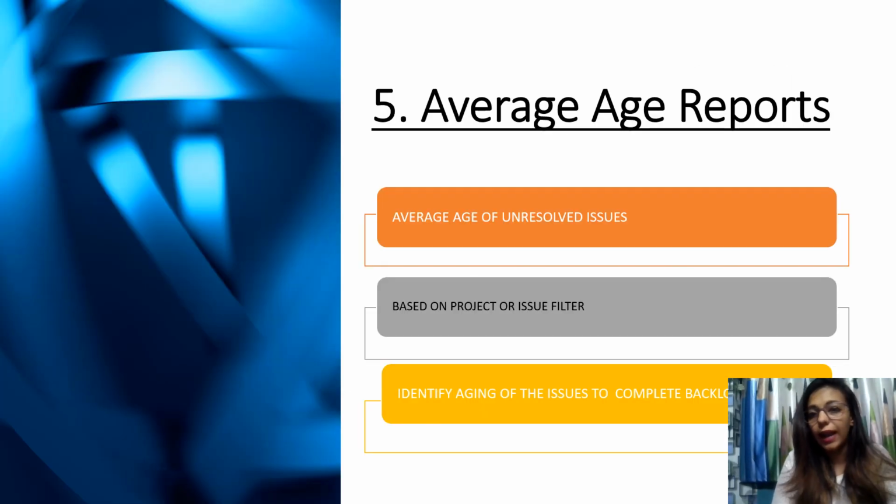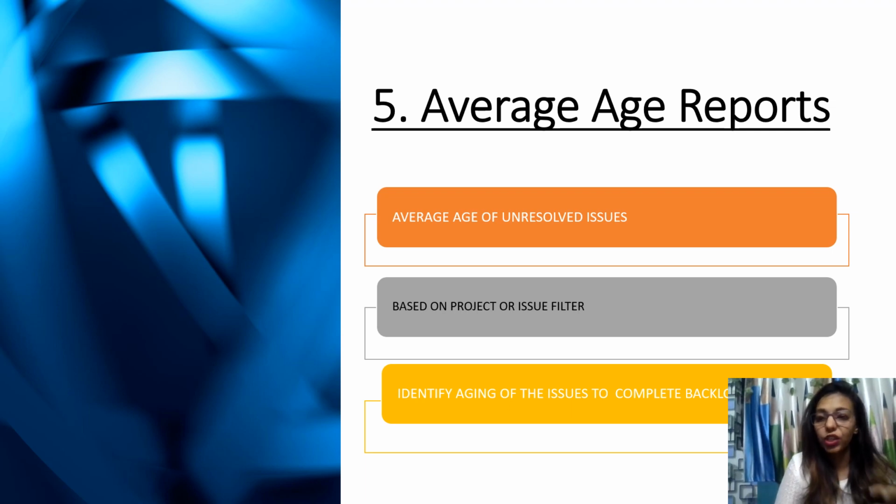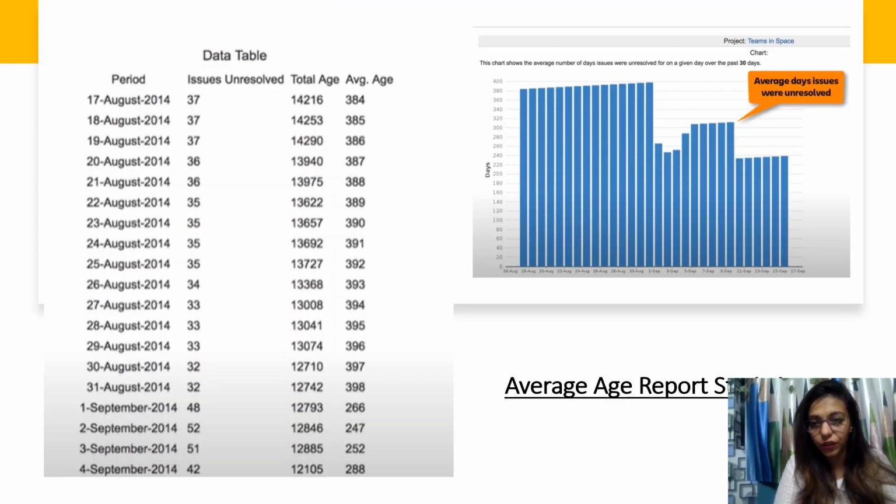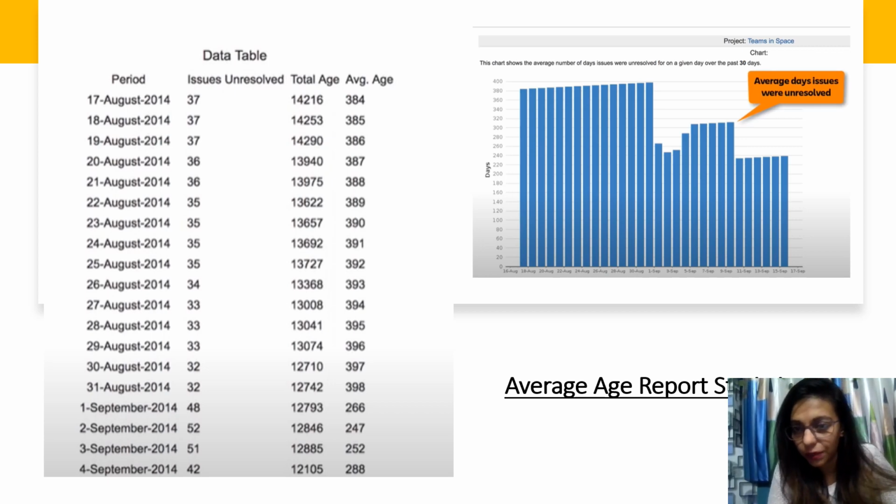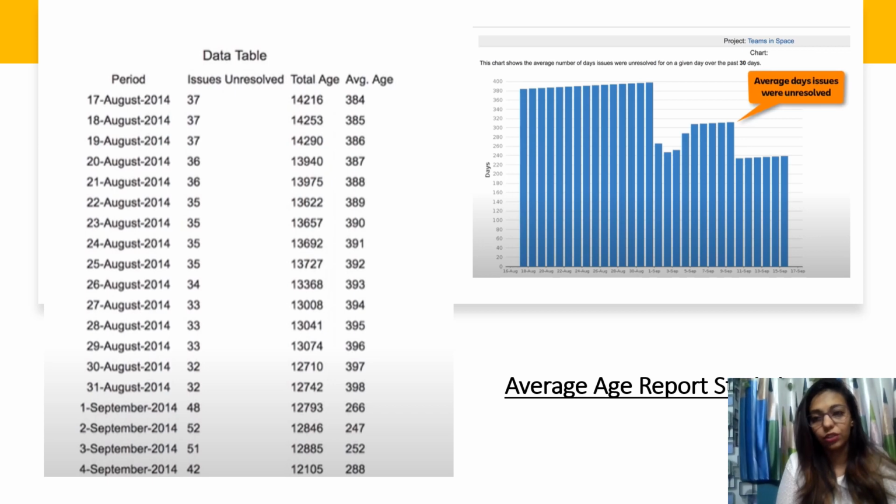Moving to average age reports. Now this will show us the average age, that is the aging of the unresolved issues. This is based on the project or any filter which we create from the backlog. So here we have the graph, below we have the dates, and here we have the days. This is the aging, the average days issues were unresolved. These are the average days.